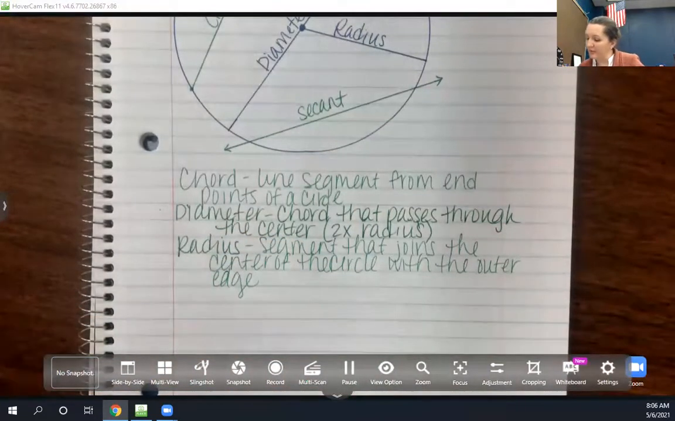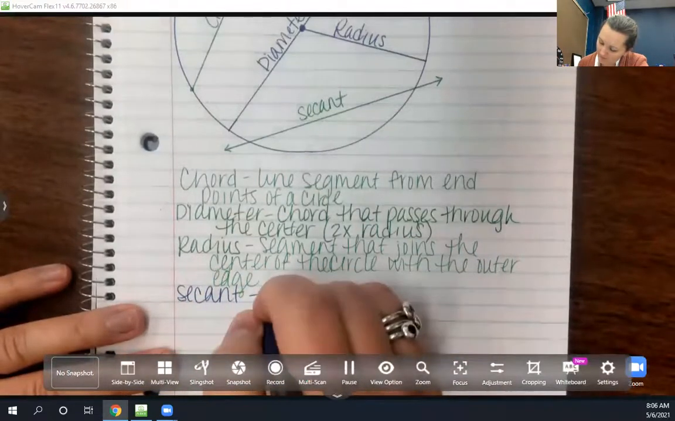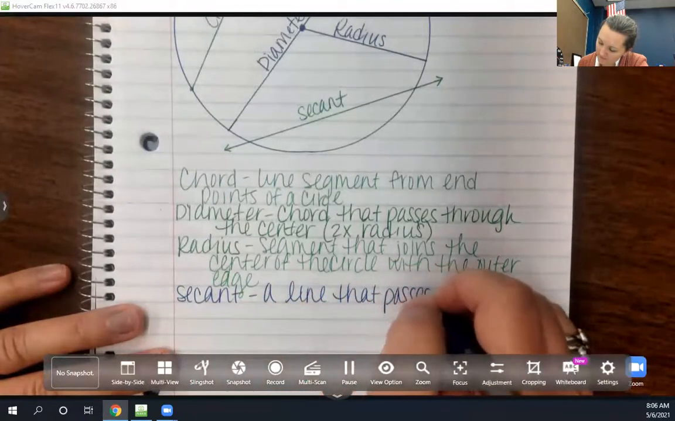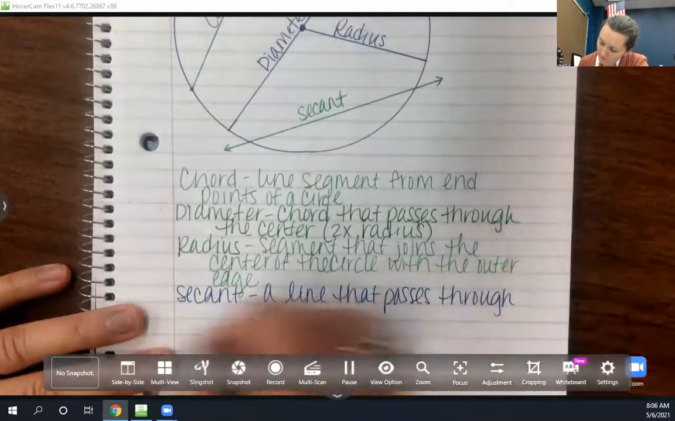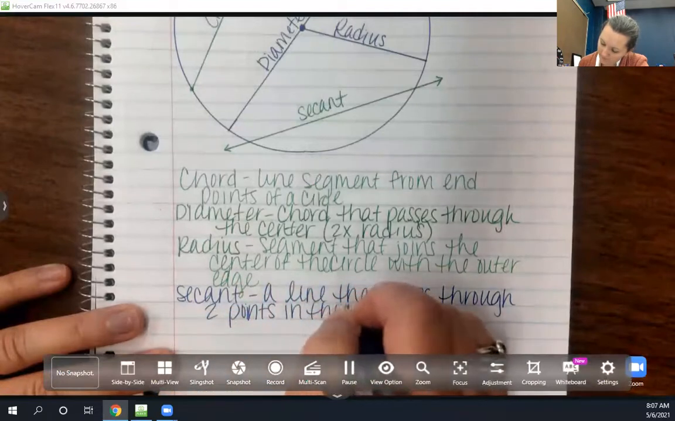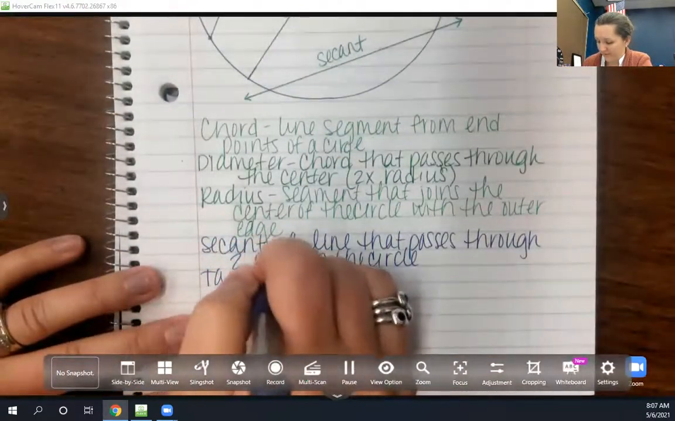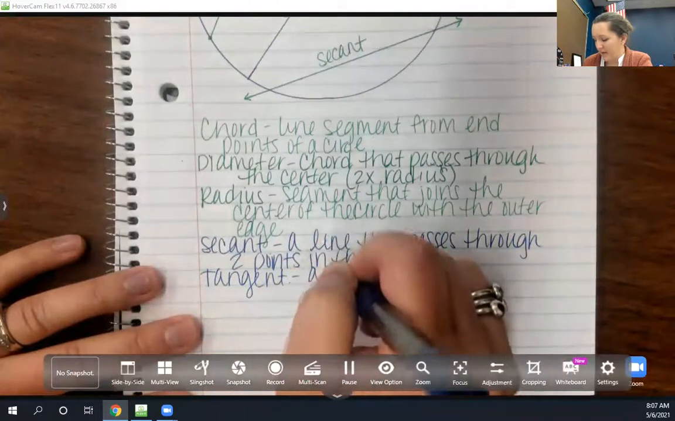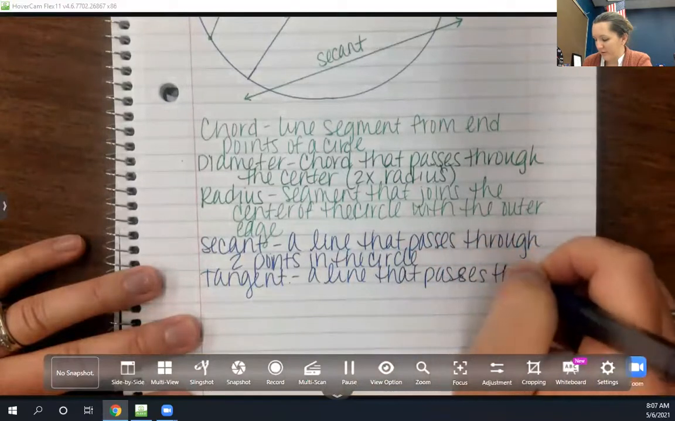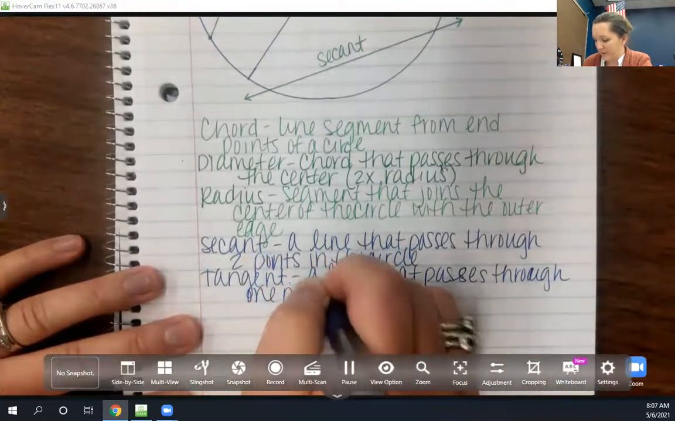And then we also have a secant. So here are some lines. Secant: a line that passes through 2 points in the circle. And then we have our last one, which is our tangent, which is a line that passes through 1 point on the circle.